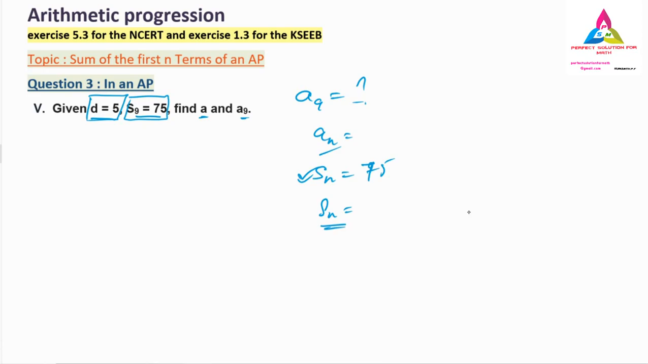So what is the Sn formula? There are two formulas we know. So which Sn formula are you going to apply now? Now you can see, you can't use Sn is equal to n by 2 into a plus an, you can't substitute. Why we can't substitute? Because we don't know the last term. And next, they have given the d value. Will the d value come in this formula? No, it will not come.